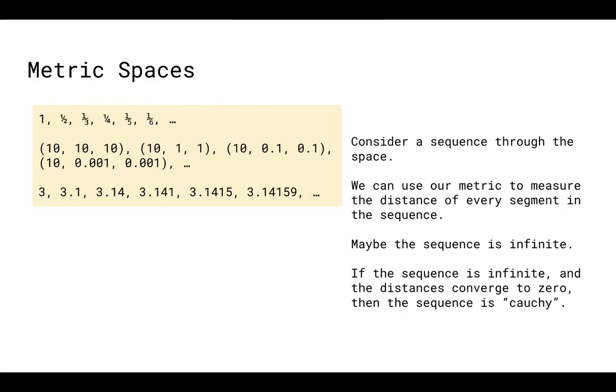Another example would be the digits of pi. So if we take the first digit of pi, and then the first 2 digits of pi, and then the first 3 digits of pi, etc., the consecutive distance between each item in this sequence is on the order of 1/10 of the distance between the previous items.